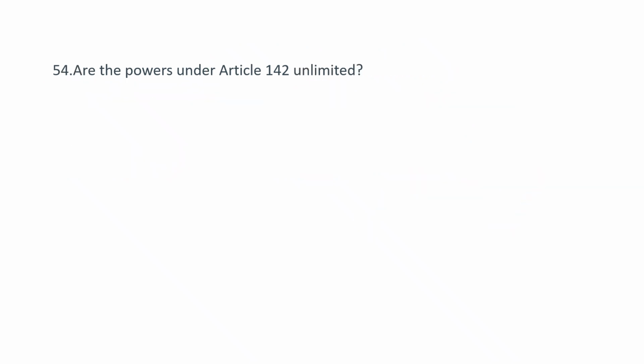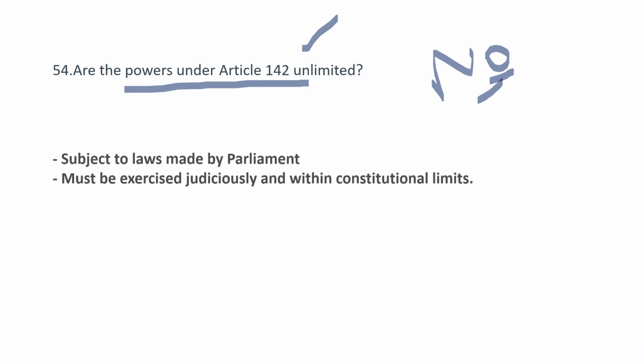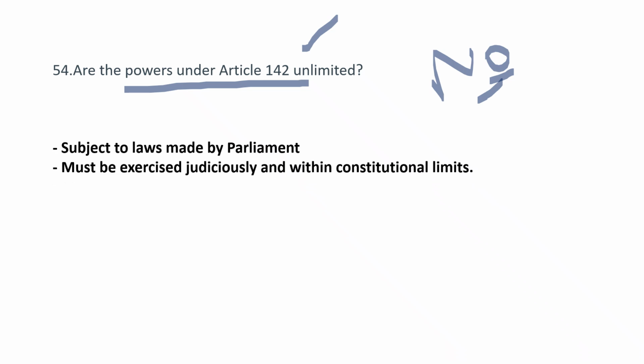Next question. Are the powers under Article 142 unlimited? The answer is no. The powers given to the Supreme Court under Article 142 are not unlimited. Just now we have seen they must follow the constitutional provisions. The orders given by the Supreme Court are subject to the laws made by Parliament. They must be based on the laws made by Parliament and must be exercised judiciously within the constitutional limits. So they are not unlimited.